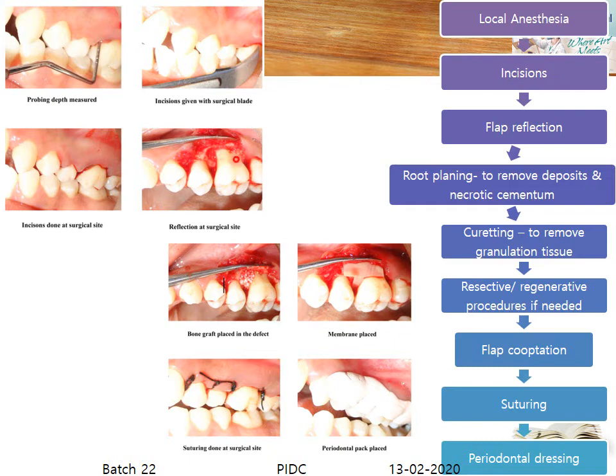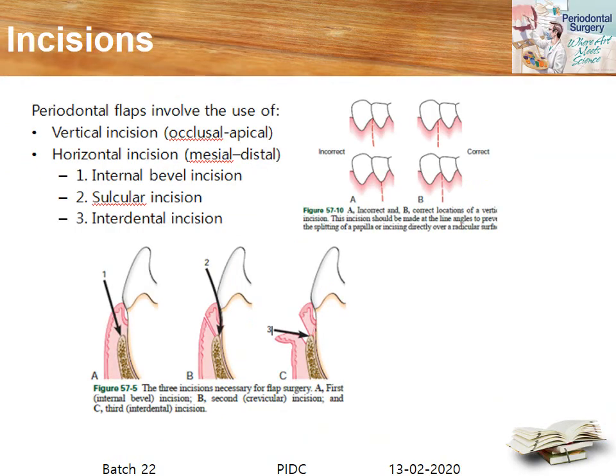After this, if there is any defect present: if it is a 3-wall defect, you go in for a regenerative procedure. If it is a 1-wall defect, you go for a resective procedure. This is a 2-wall defect wherein we go in for regenerative procedures. We place the graft, followed by the GTR membrane, and then the flap is adapted back, co-apted back, sutures are placed and periodontal dressing is given. So this is how we go in for surgical therapy in periodontal therapy. Incisions involve a large number of types.